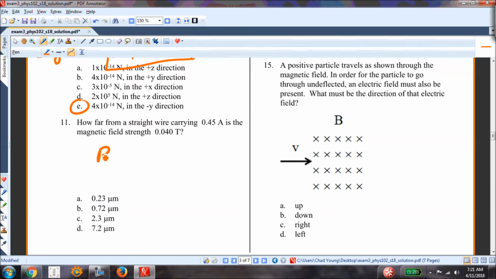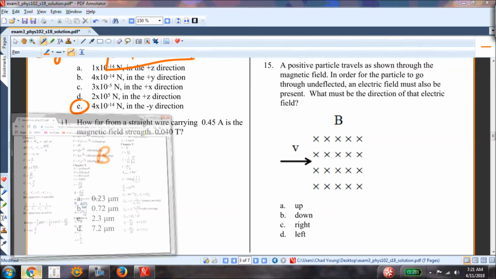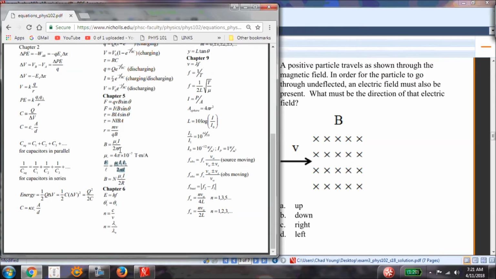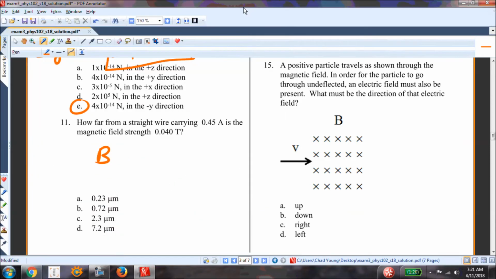How far from a straight wire carrying 0.45 amps is the magnetic field strength 0.040 Tesla? Where our magnetic field, if I go back to my equation sheet, is going to be this mu naught I over 2 pi r. B is equal to mu naught I over 2 pi r. And I'm looking here for r. I'm looking for the distance from that wire. Mu naught I over 2 pi B.